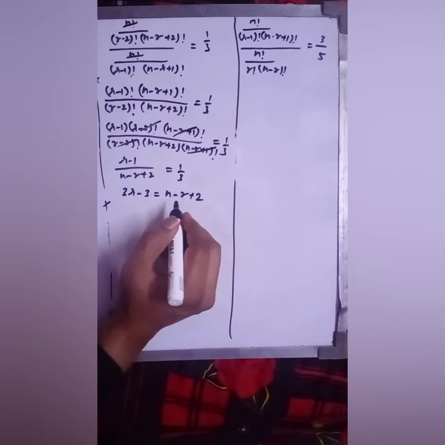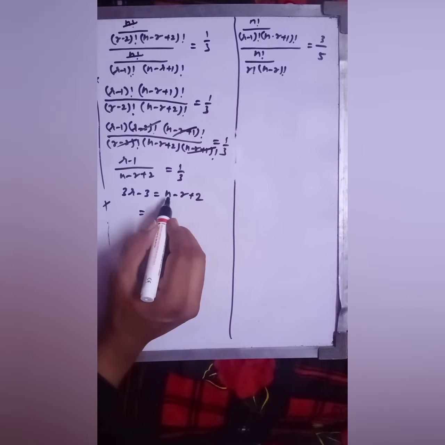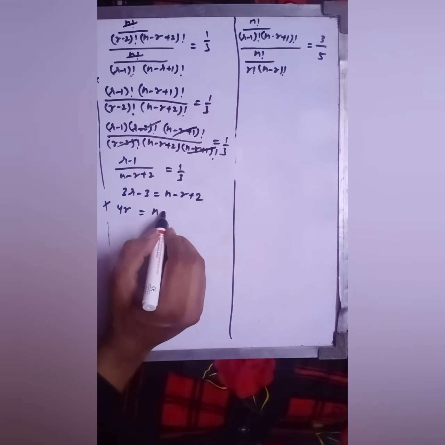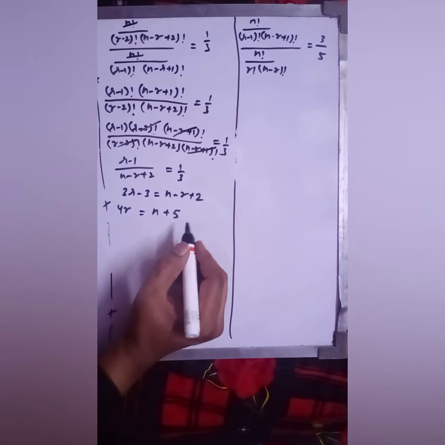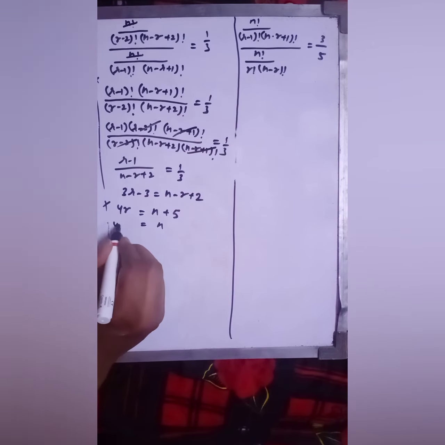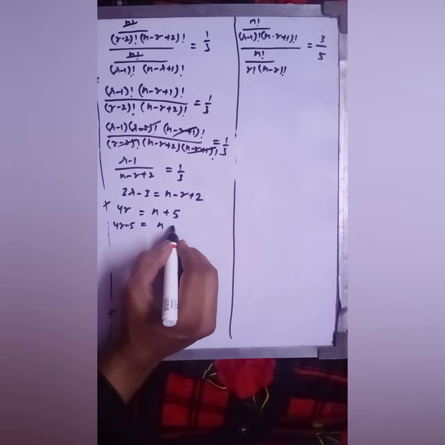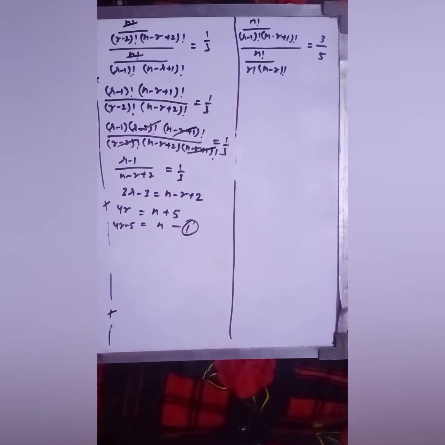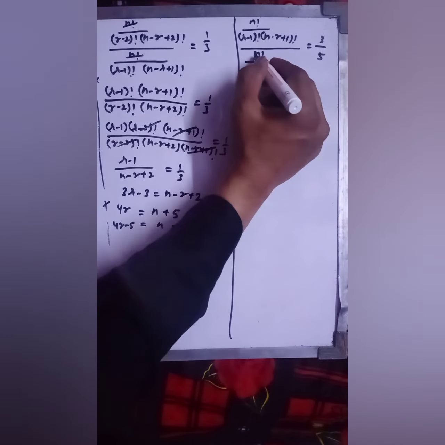Okay, so here you will get, this would be 4r minus 5. Okay children, so your n would be 4r minus 5. So this is your equation number 1. Similarly you have to solve this part also.